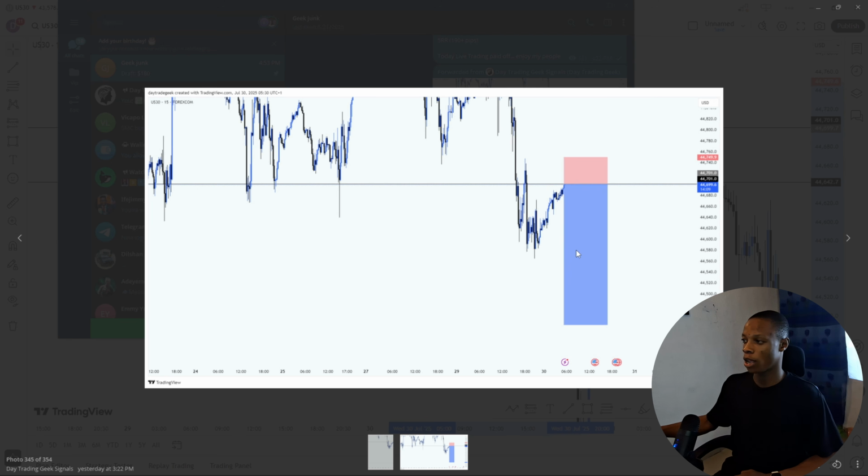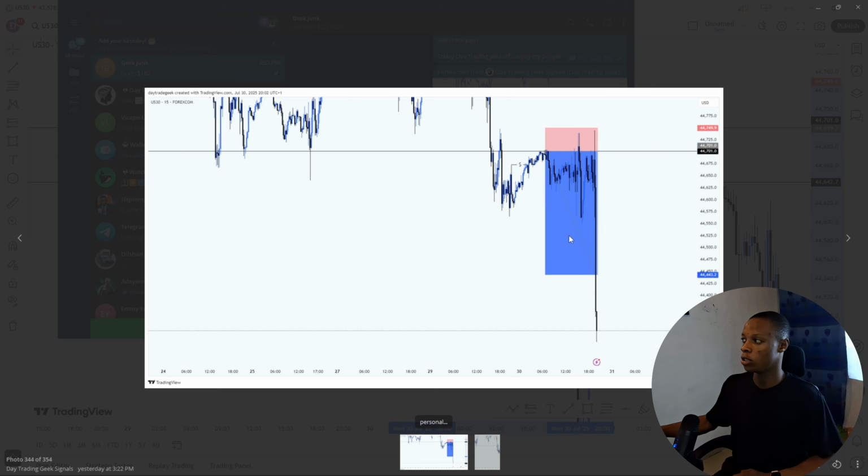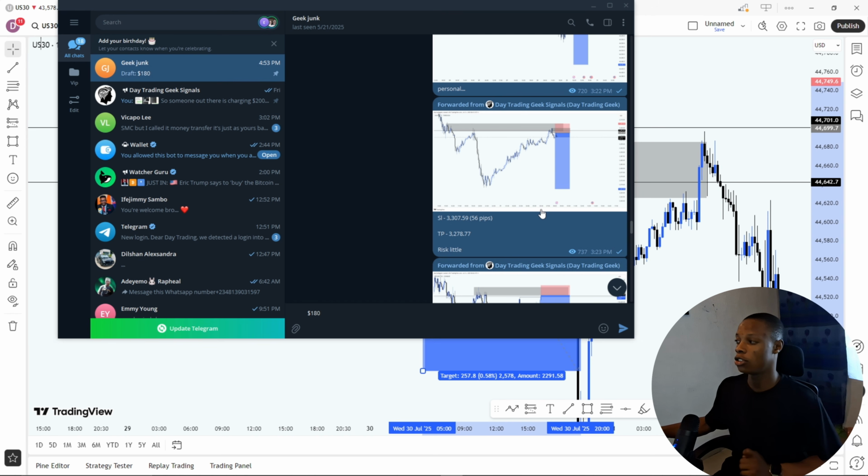This was the setup right here, and hitting full TP. This was the playout. I didn't take it on the challenge account, so it was not a trade I took right there.